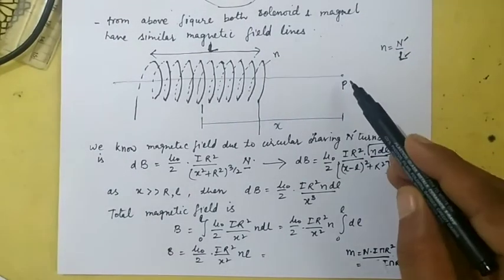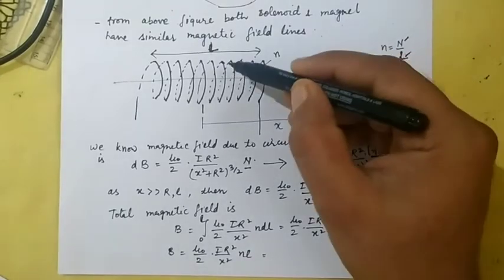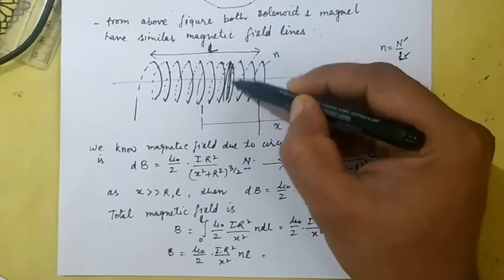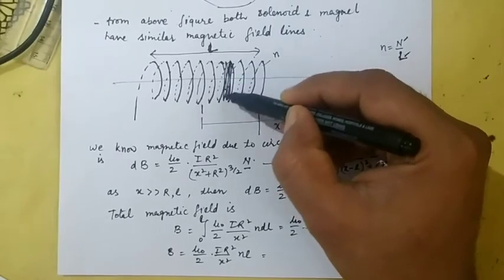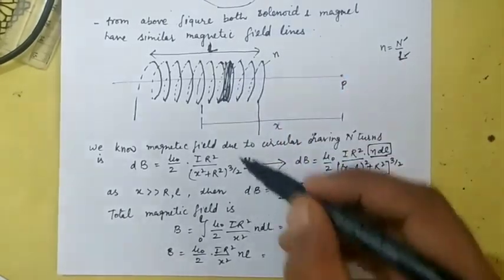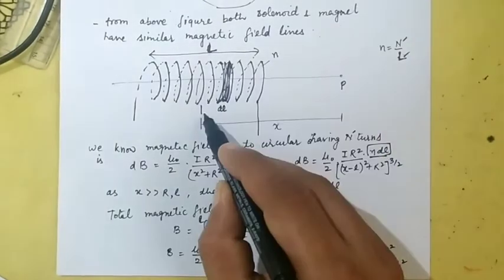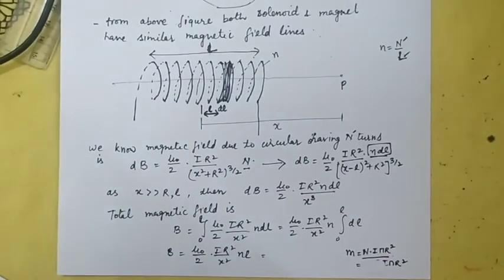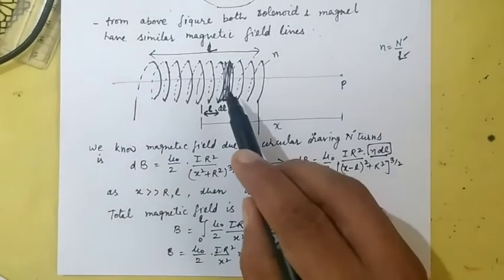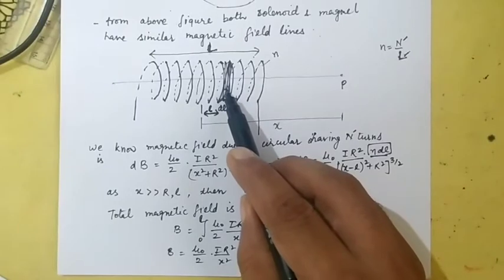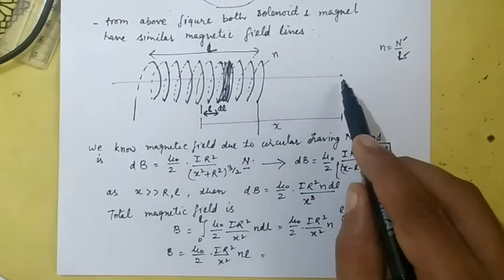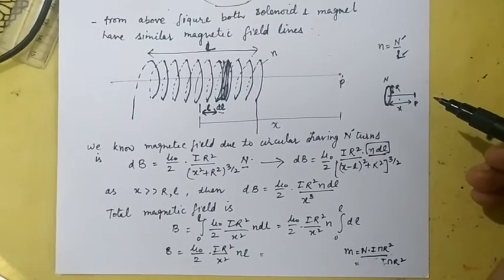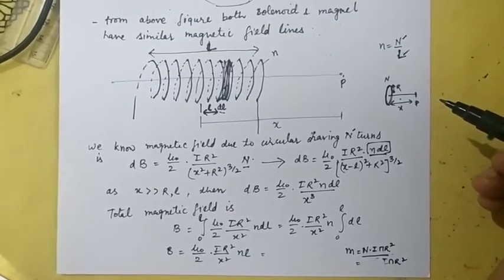Now to calculate the magnetic field at this point P, first I have to choose one section of this solenoid. So I choose a small section of this solenoid, dl, which is at a distance l from the center of the solenoid. First we will calculate the magnetic field because of this section of the loop at the point P, and then we integrate it to calculate the total magnetic field because of the solenoid.